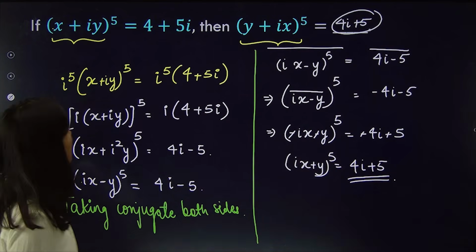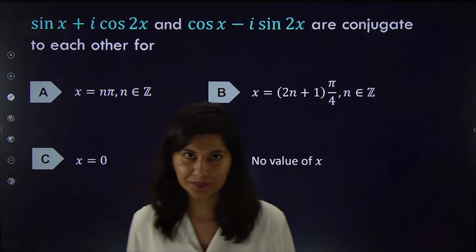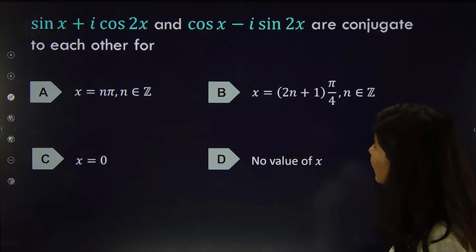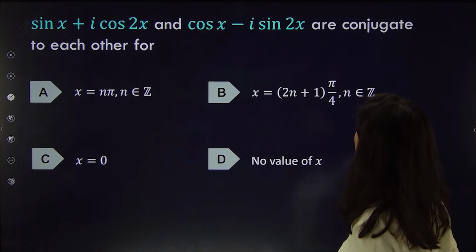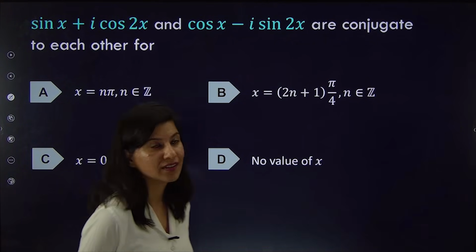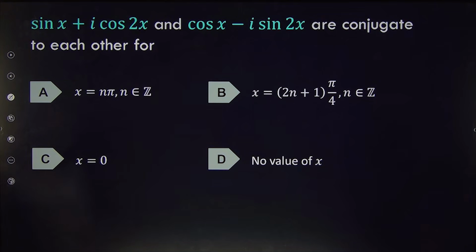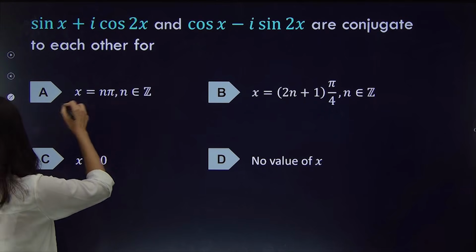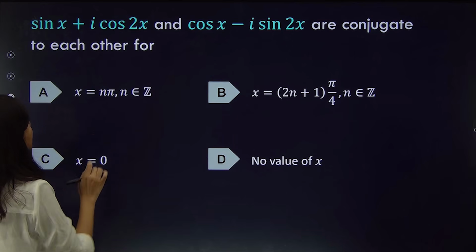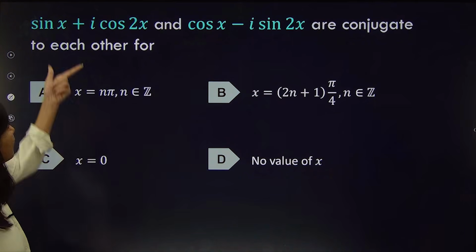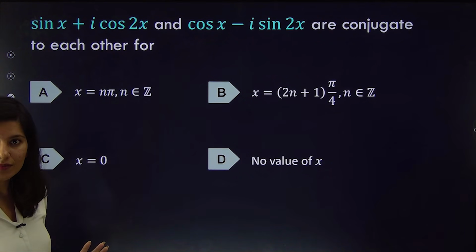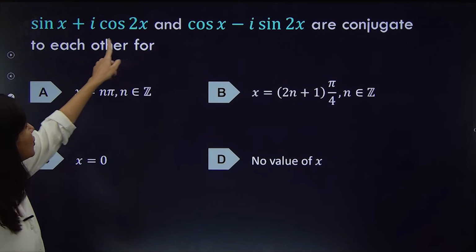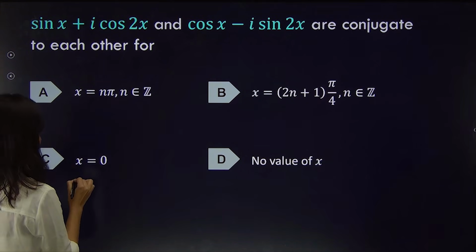Okay. Let us now talk about the next question. The next question says sin x + i cos 2x and cos x − i sin 2x are conjugates of each other. Then we are looking for the values of x. So again, these two are conjugates of each other. So what we will do is take the conjugate of this and equate it with this, right? This is the conjugate of this. This is the conjugate of this.